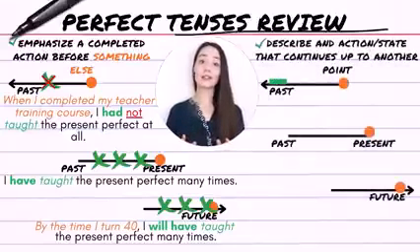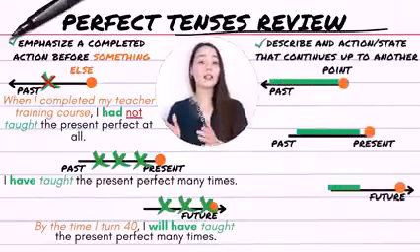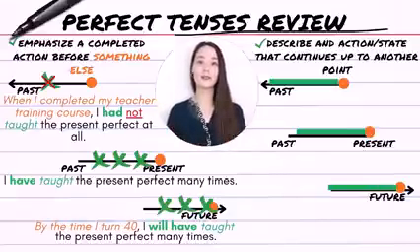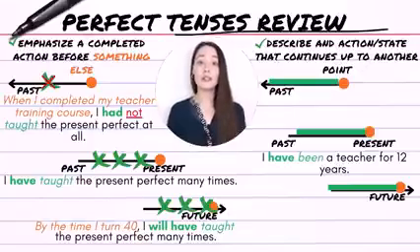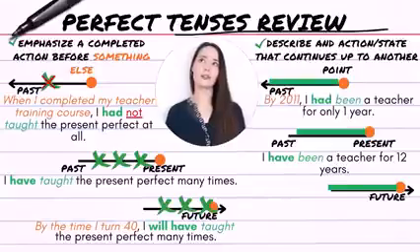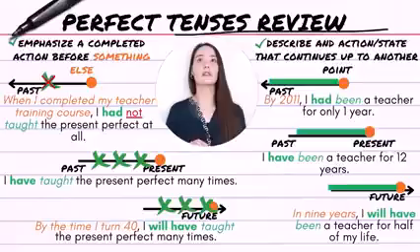The perfect tenses also describe an action that continues up to another point. Present perfect, I have been a teacher for 12 years, up to now. By 2011, I had been a teacher for only 1 year. In 9 years, I will have been a teacher for half of my life.